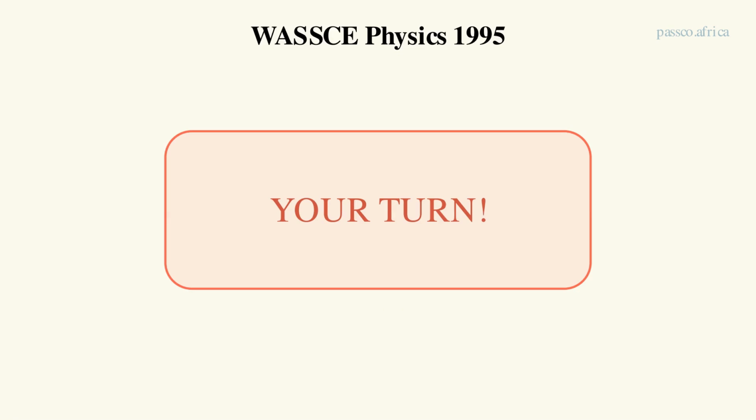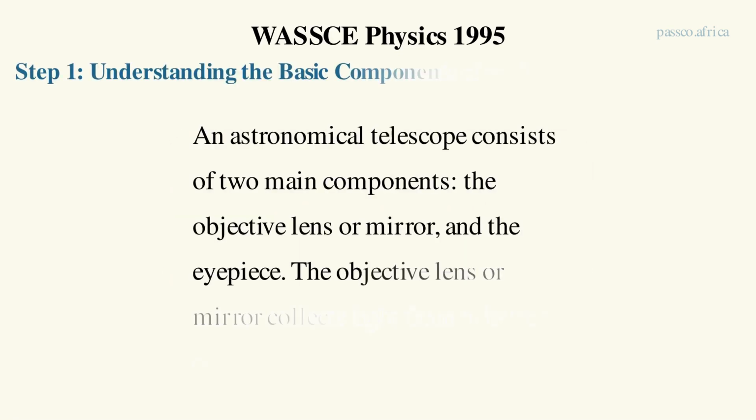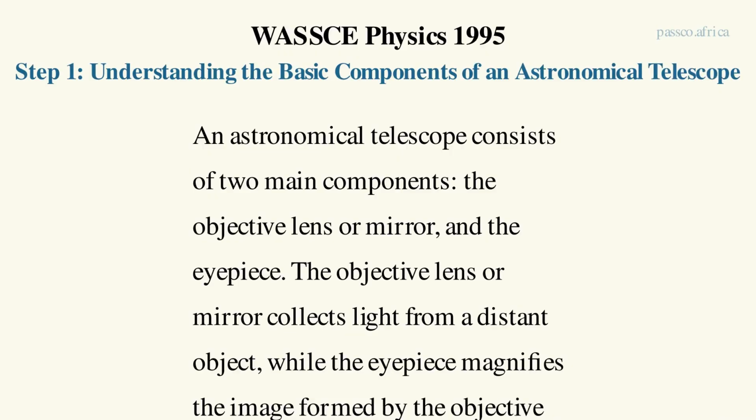Step 1. Understanding the basic components of an astronomical telescope. An astronomical telescope consists of two main components, the objective lens or mirror, and the eyepiece. The objective lens or mirror collects light from a distant object, while the eyepiece magnifies the image formed by the objective lens or mirror.